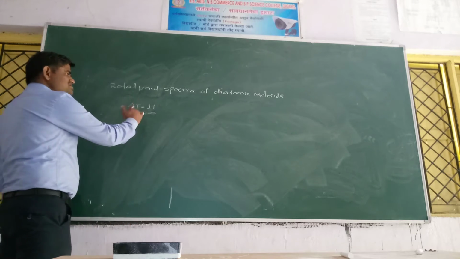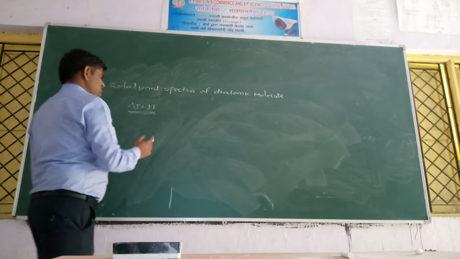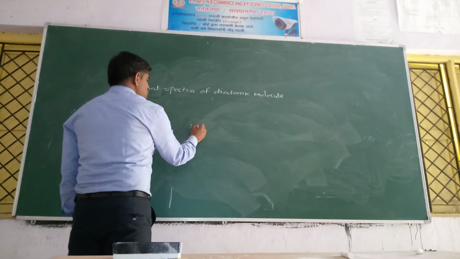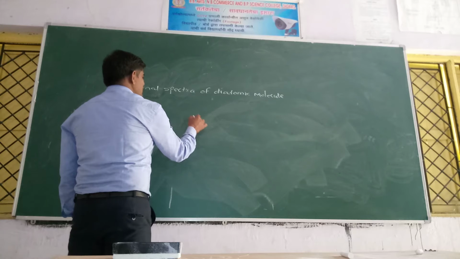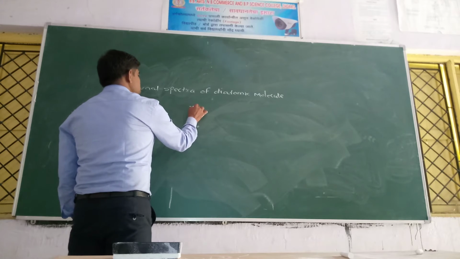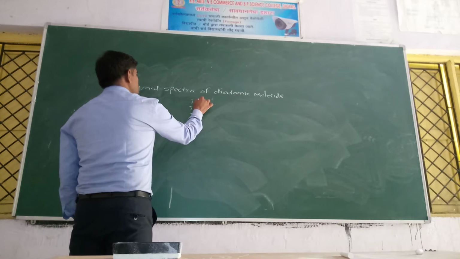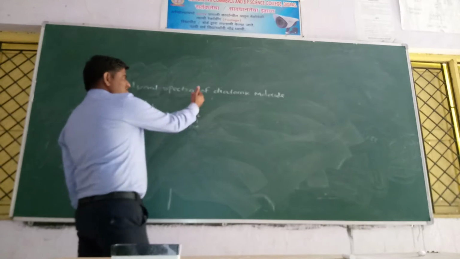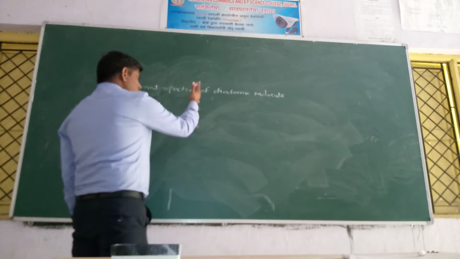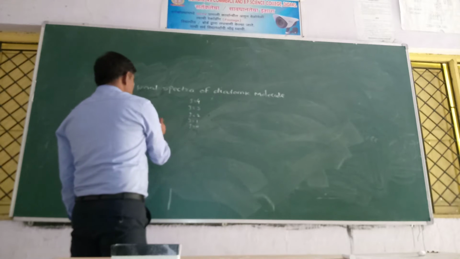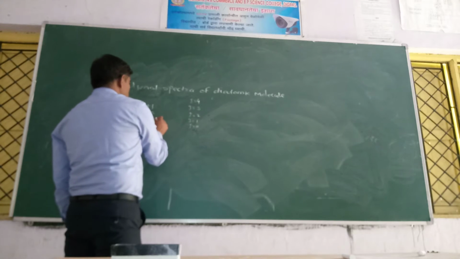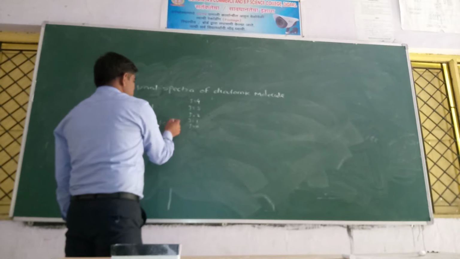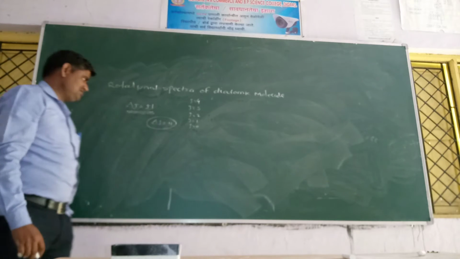Which transition is allowed? Which transition is forbidden? Delta J is equal to 0. J is equal to 1, J is equal to 2, J is equal to 3, J is equal to 4. These are a few rotational energy levels. But out of these energy levels, only delta J is equal to plus 1 are allowed transitions.